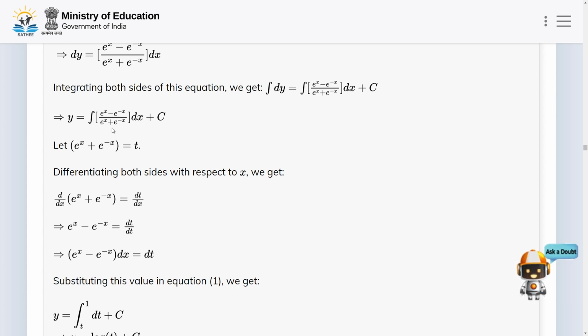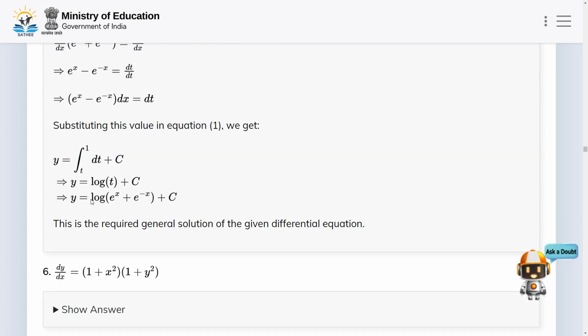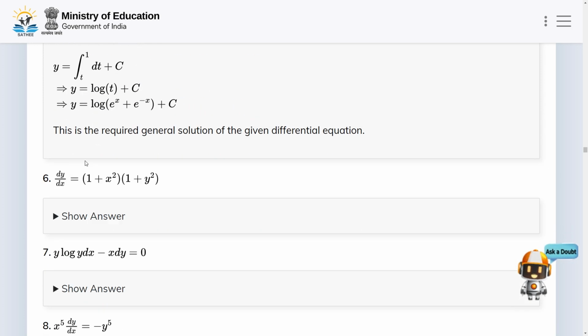So dt by t, this means log t. This means log of e^x plus e power minus x. Okay, you will have y is equal to log of e^x plus e power minus x plus some constant. Okay, I hope it is clear to you. Here this is not a definite integral. It must be an indefinite integral of 1 divided by t. Okay, please make it correct.